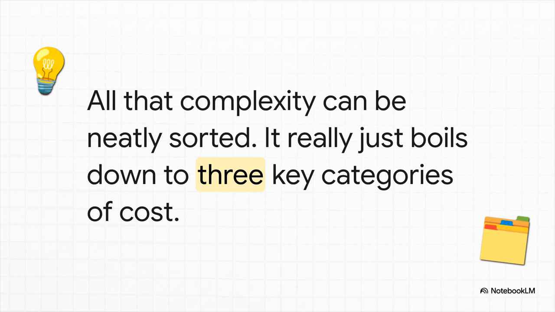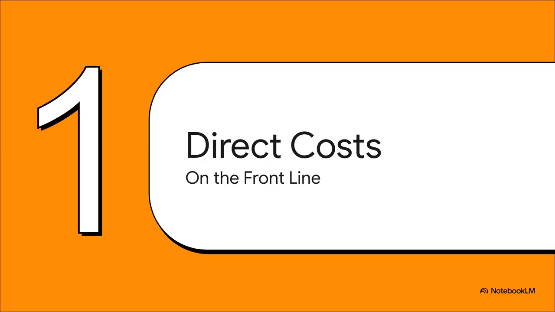But here's the good news. There's a secret to navigating that maze. All that chaos can be sorted. It actually just boils down to three, and only three, key categories of cost. And once you get these three categories down, that maze stops being a maze and starts looking like a nice, clear roadmap. All right, first up, direct costs.